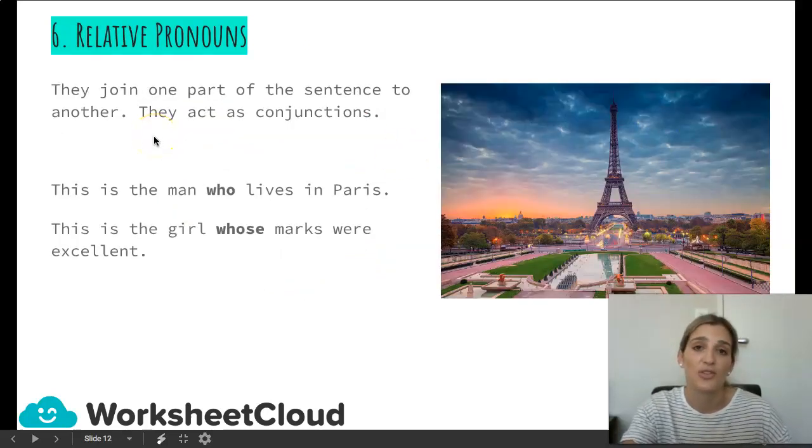This one is the one I told you to remember. They join one part of the sentence to the other, so they act as conjunctions. And this is known as relative pronouns. So it indicates, this is the man who lives in Paris. Now, I find a lot of learners make the mistake of also saying, this is the man that lives in Paris. Whenever we're talking about people, it's who. This is the girl whose marks were excellent. Those are some examples of relative pronouns.